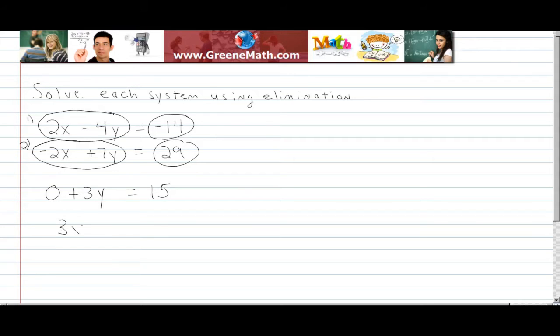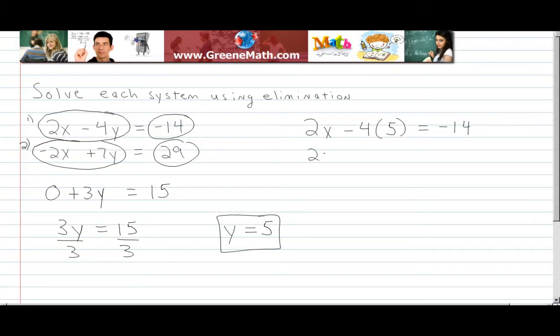Okay, so our x variable has been eliminated, and now we can just solve for y. Right, you'd have 3y equals 15. You divide both sides of the equation by 3, and we'll get y equals 5. Okay, so we have our y value now, and to find our x value, we simply plug in our y value back in for y in one of the equations, right? So we could do 2x minus 4 times, we're going to plug in a 5 for y, equals negative 14.